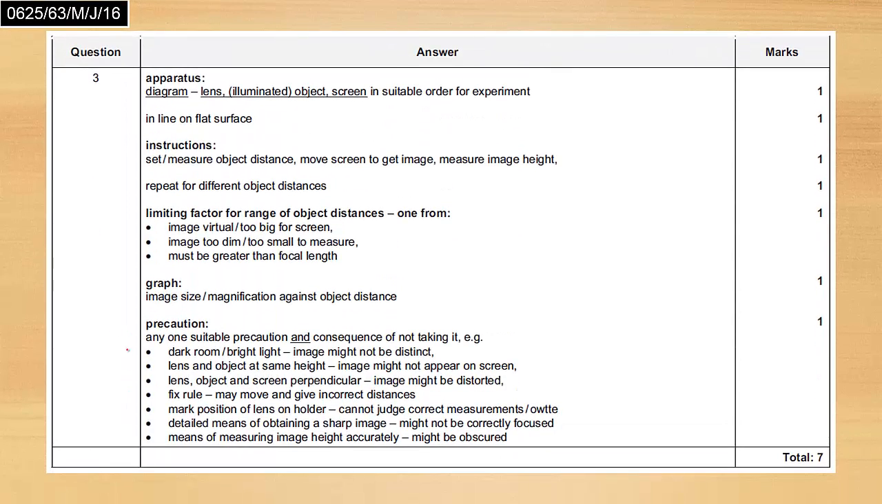I will really encourage you to spend some time to read the precautions here and try to understand and make sure you know why it's like that. I don't expect you to memorize it, but it will be much better to recall it if you understand it. That's all for the paper 6 design the experiment question.